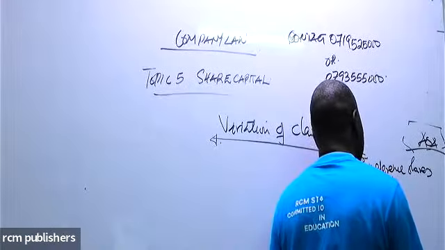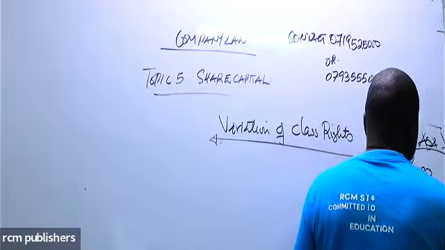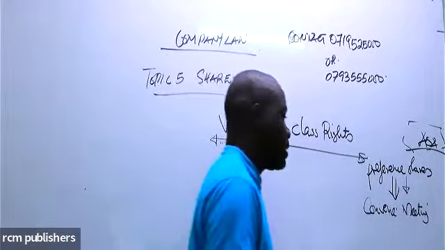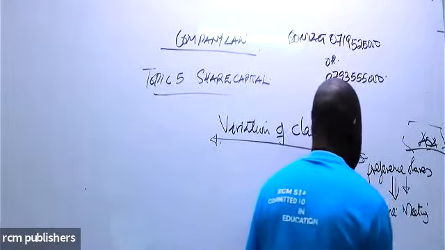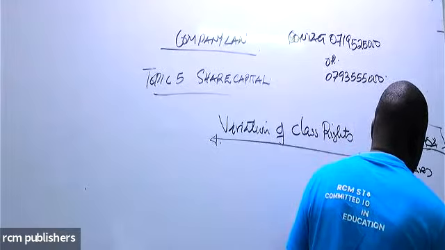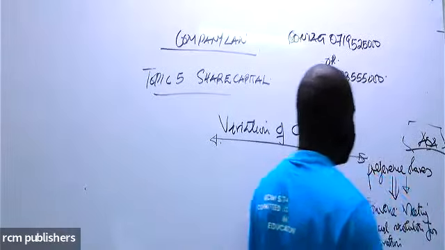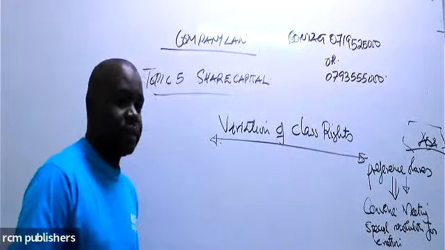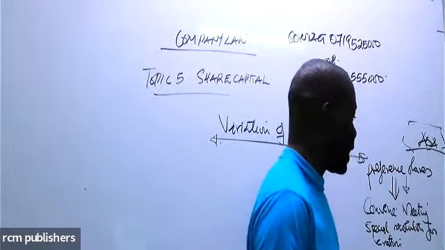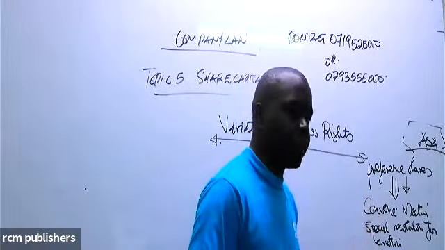Convene a meeting. There should be a meeting of the members of this class of shares. Then at that meeting, they should pass what we call a special resolution for variation of class rights. A special resolution requires what percent of voting rights? 75% plus. 75% plus of the voting rights of the members of that class of shares should approve the variation of class rights.